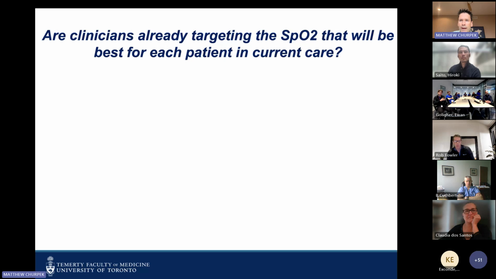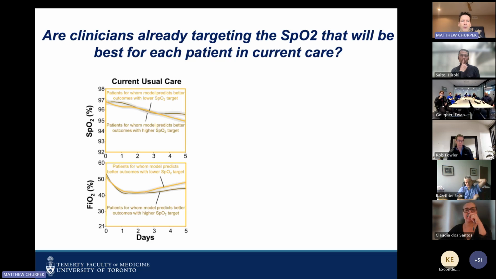So related to our SpO2 target, one of the questions we had was, are clinicians already targeting the SpO2 that is best for current care? Because an important aspect of machine learning modeling is that you could develop these fancy models, but if they're no better than what clinicians are already doing, then the model is not going to add any value. So the first thing we wanted to know is, are the clinicians already doing the quote unquote right thing?